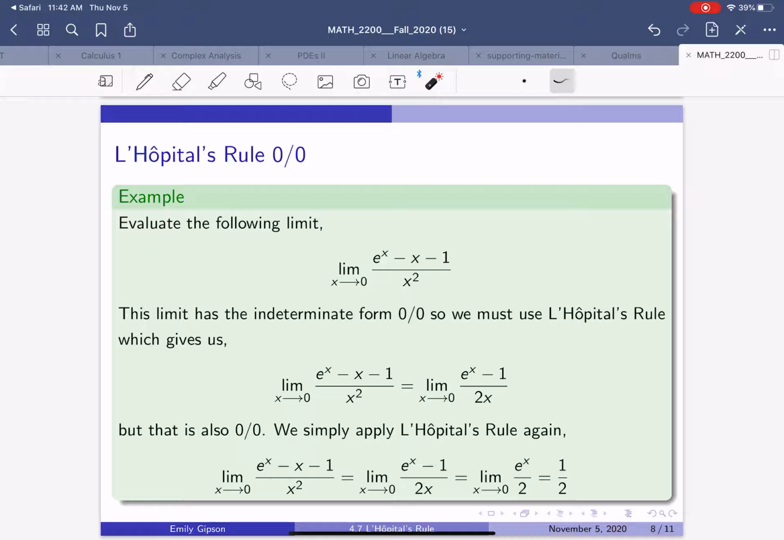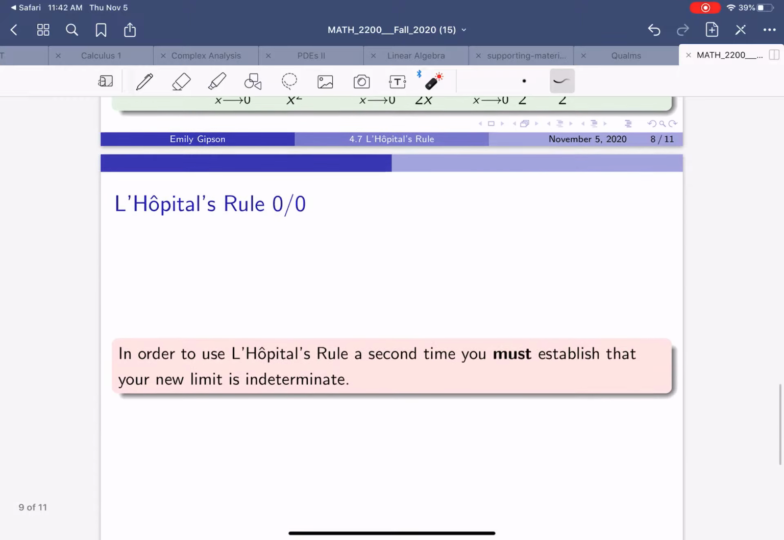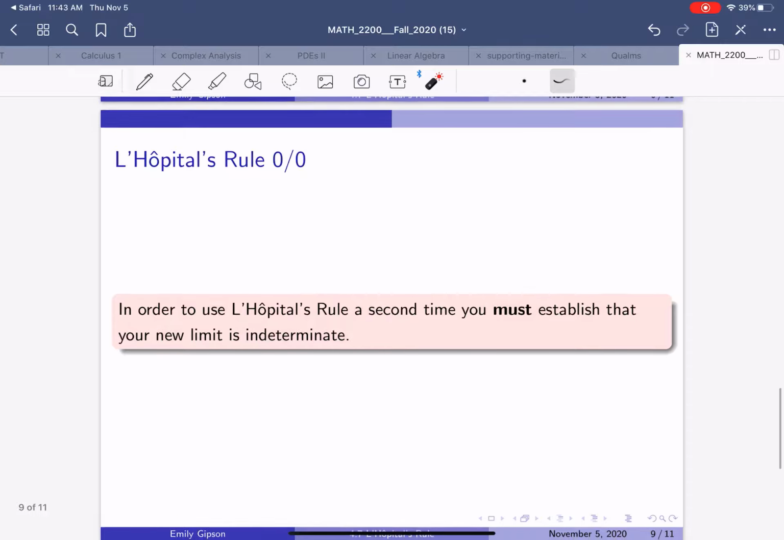So yes, you can apply L'Hopital's rule more than one time, but in order to use L'Hopital's rule a second time, you must establish that your new limit is indeterminate. It wouldn't make sense for you to use L'Hopital's rule once, get something that was just an answer, not an indeterminate form, and then use it again. So you have to make sure that there's a reason why you're using L'Hopital's rule in the first place.